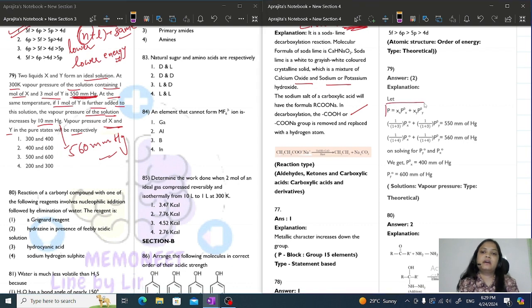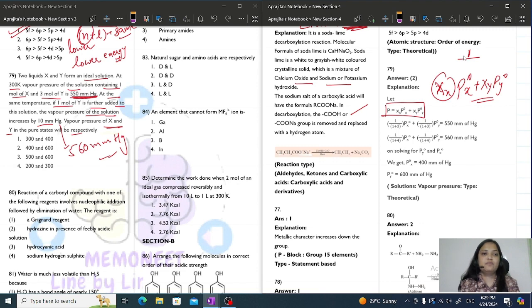So we will apply the law of partial pressure. So total pressure is the mole fraction of X into the pressure of X in pure state, similarly, the mole fraction of Y and the pressure of Y in pure state. So that would be the case. Now mole fraction, we all know, is number of moles of solute divided by total number of moles.